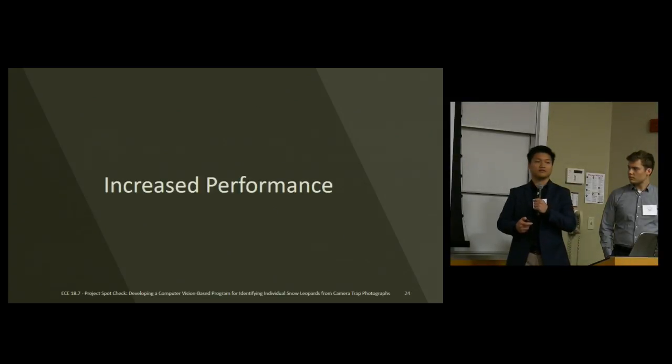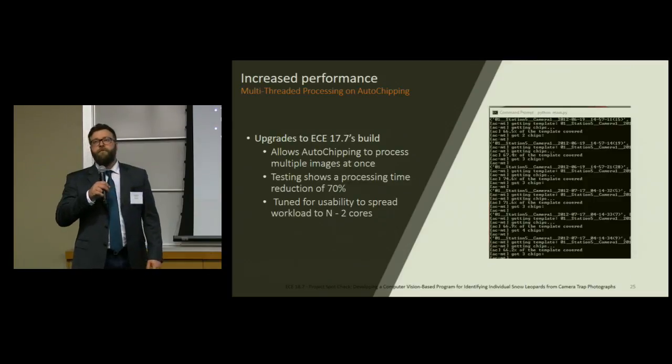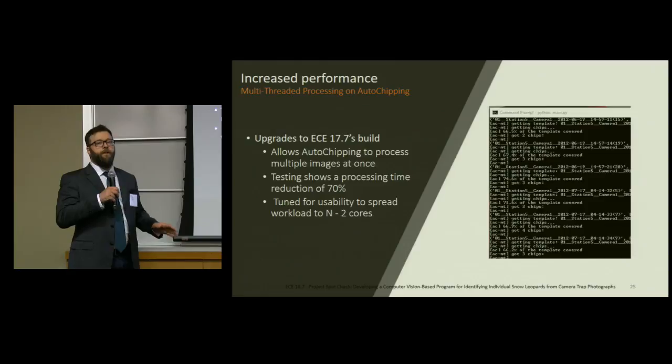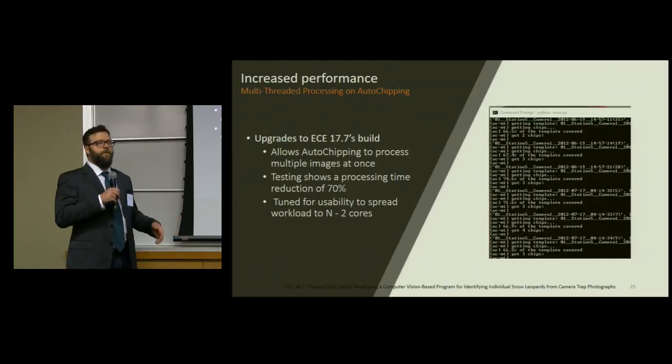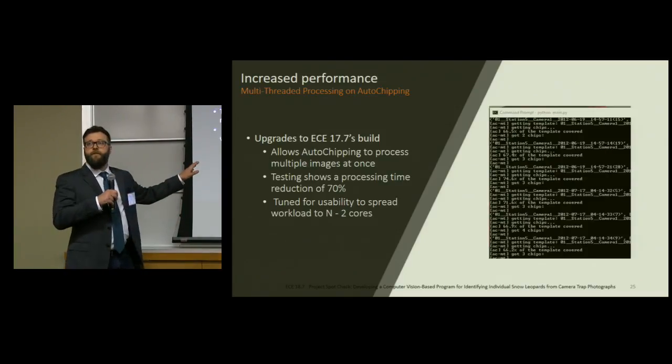And then to talk about increased performance, I'll hand it to Dave. So when we did our performance analysis initially, one of the major things we noticed was that it was the auto-chipping module by far that was taking the most time. It would be around a minute per image with maybe a couple seconds in the other modules. So this is one of the ones that we targeted to increase performance.